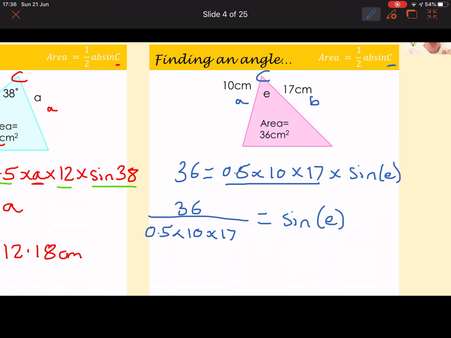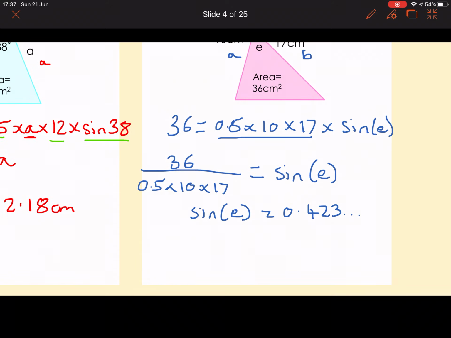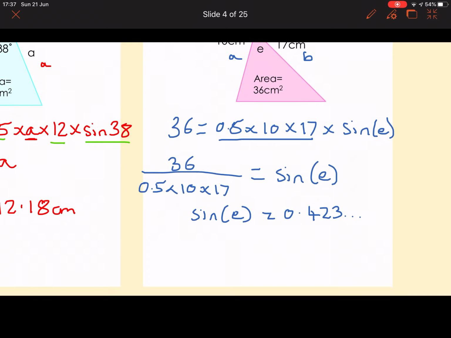Now that, you could plug it into your calculator now and you would get sine E is equal to 0.423, etc. Now, does that look like that could be the angle we're looking for? 0.423. No, unlikely. What you spotted is that is sine E. We just want to find E. So do you remember how you undo sine? We have to do inverse sine. Okay, so you do sine to the -1 of your answer.